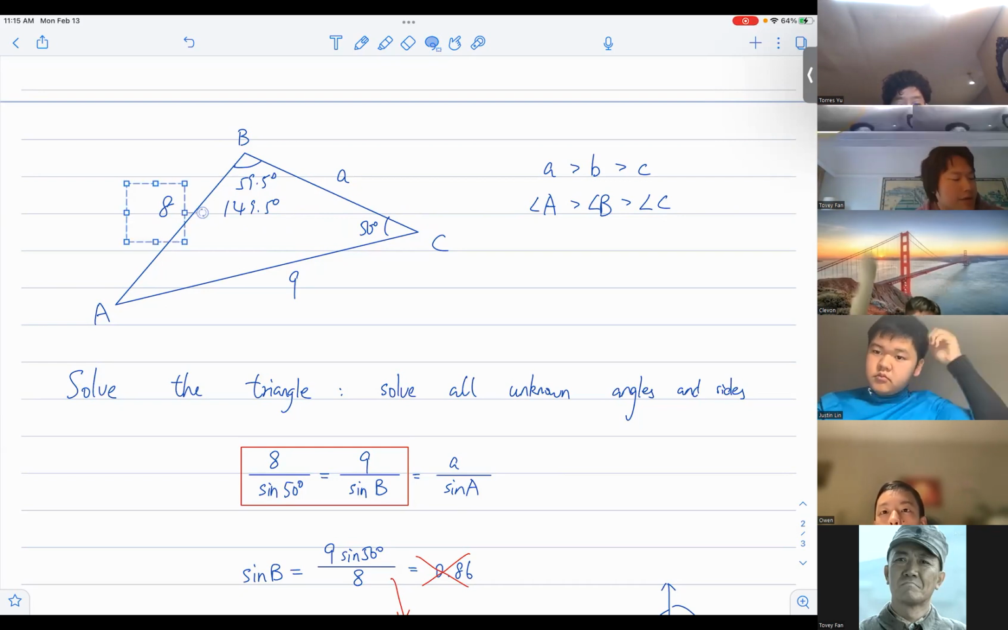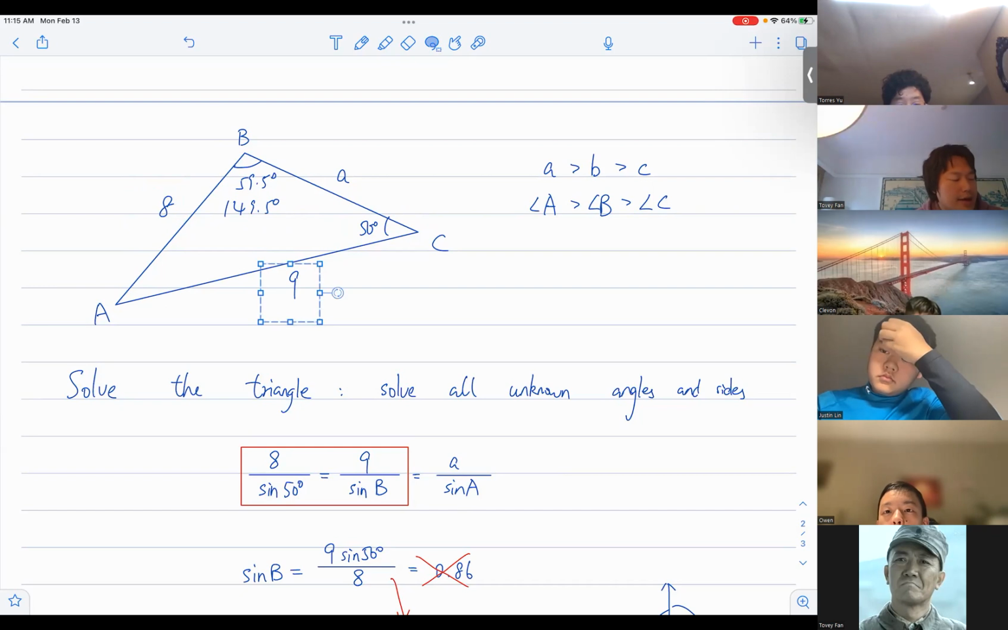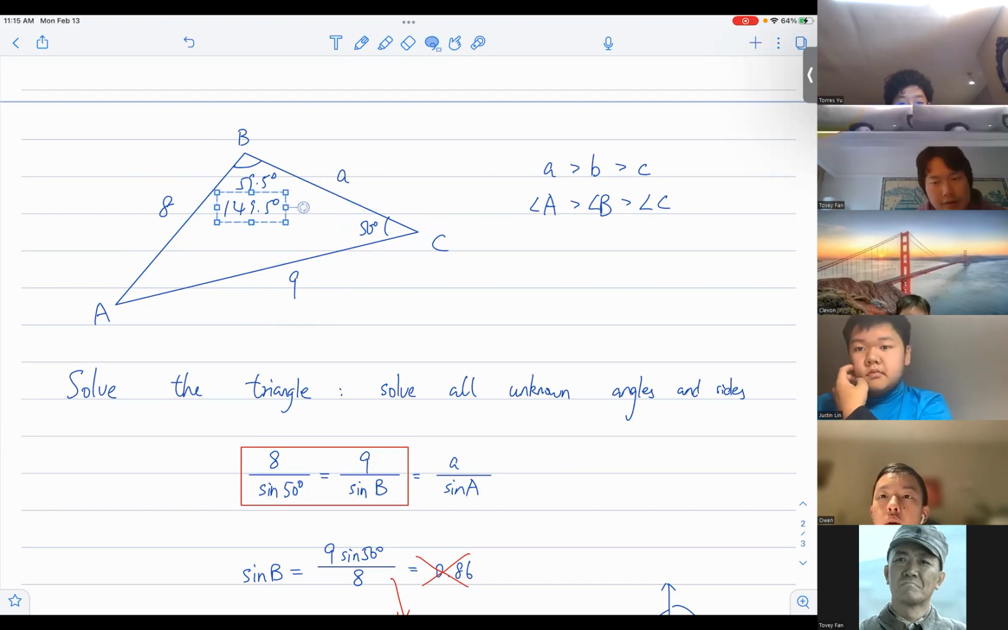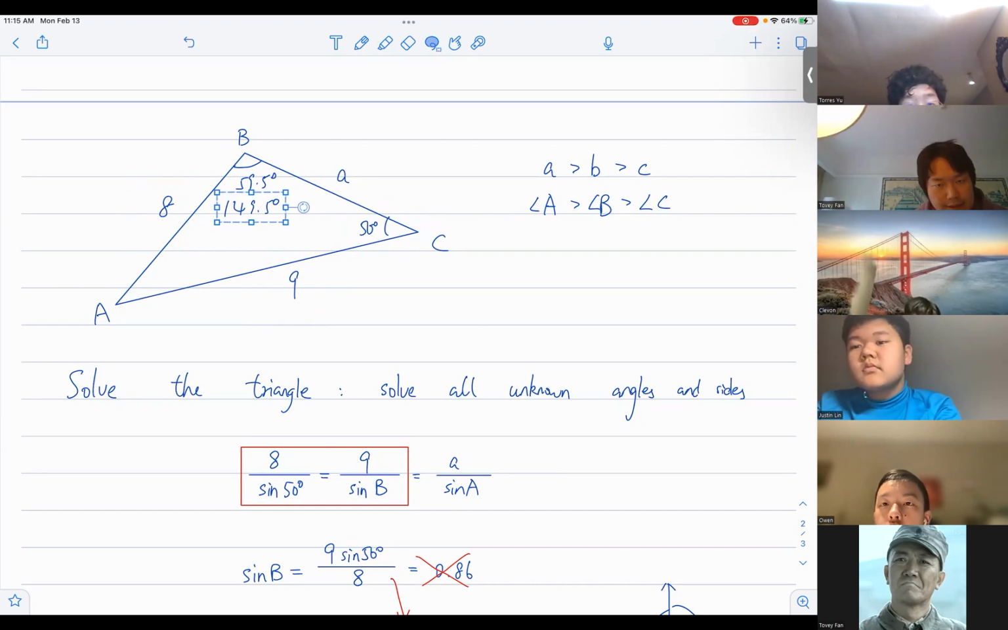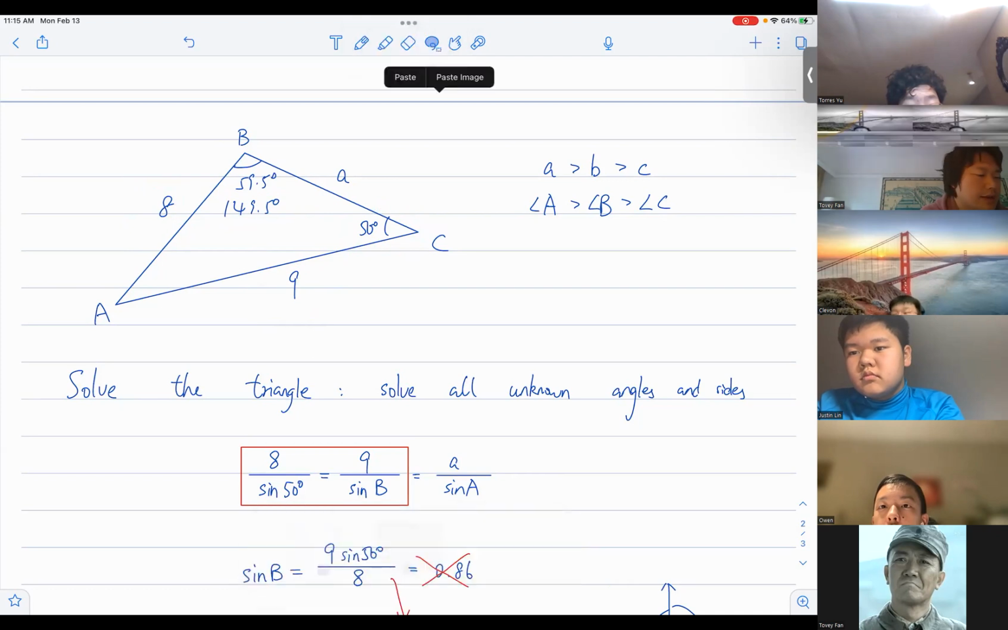8 and 9, they're pretty close in terms of side length. And then how can we have two angles that are so different from each other? Doesn't make sense, right? Okay, makes sense. So that means we just need to keep the first value.